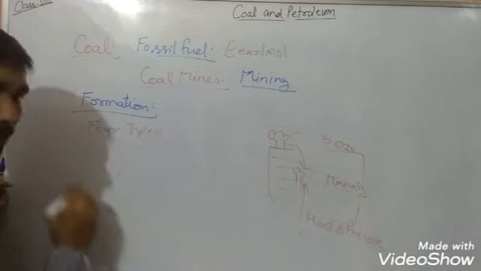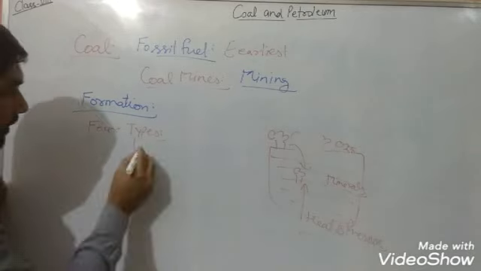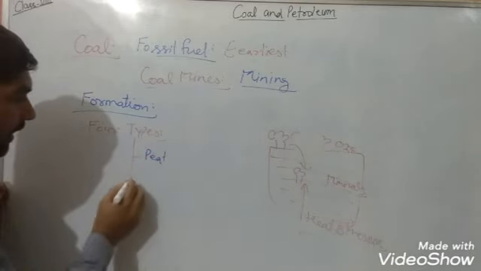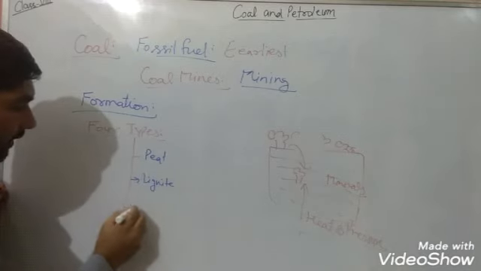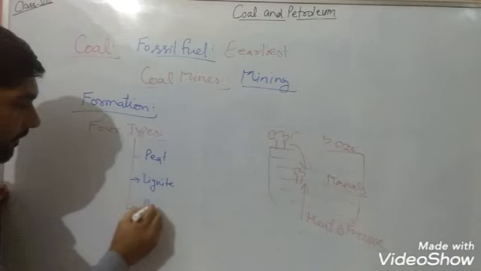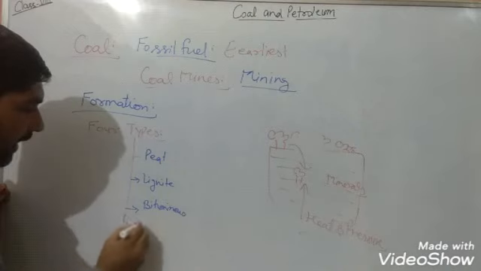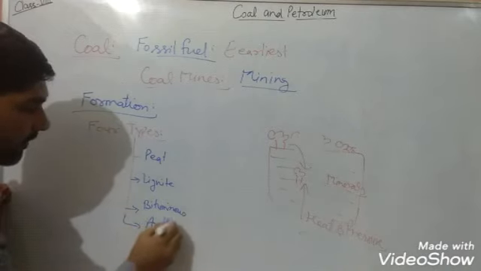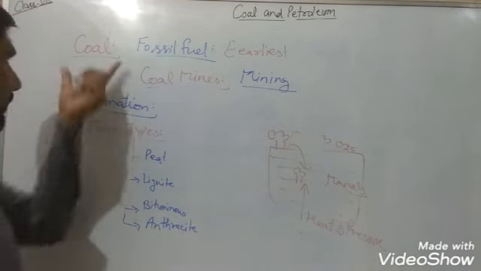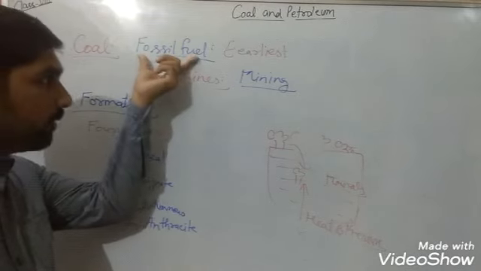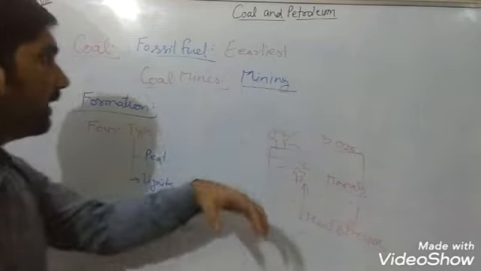So the types of coal is what? Four. The first one is peat, next one is lignite, third one is bituminous, and finally the fourth one is what? Anthracite. So coal is a fossil fuel which was used earliest, means before petroleum and all these things.